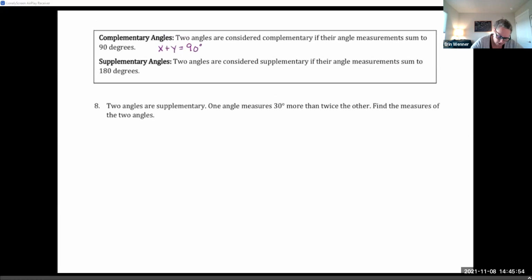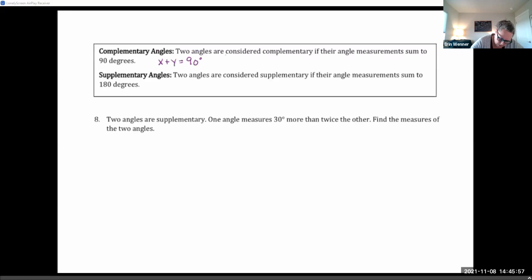If I were to draw that, 90 degrees looks like this, right? So in here, I have angle X and angle Y. When I add them together, they equal 90 degrees.